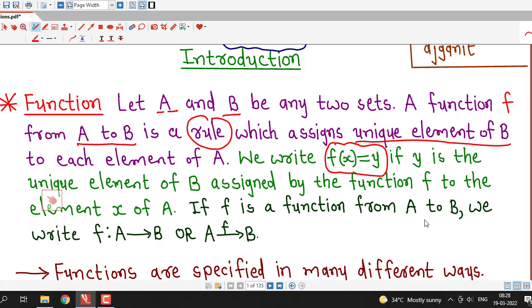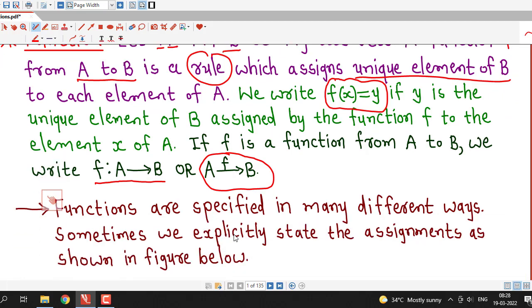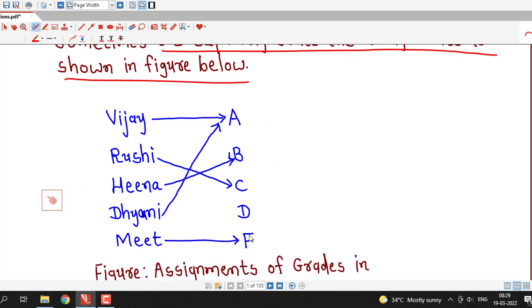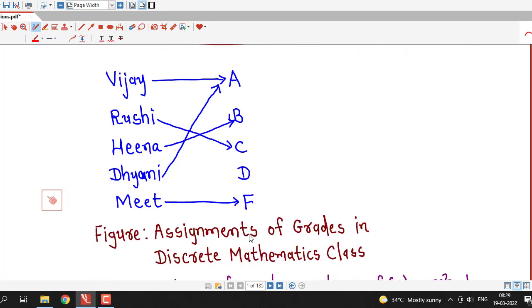If f is a function from A to B, we use this notation to denote that f is a function from A to B. Sometimes this notation is also used: A is mapped to B via function f. So functions are specified in many different ways. Sometimes we explicitly state the assignments as shown in the figure below. So this is one way of defining a function.